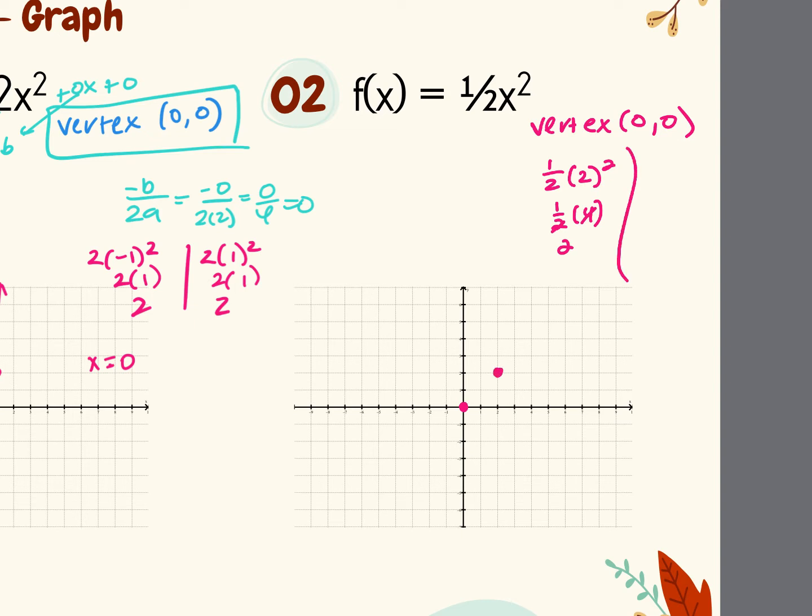And then I could plug in -2. It should be the same because this would be symmetric. And it is also 2. So this time we plugged in 2. You could have plugged in 1 and -1. You could have plugged in 3 and -3, whatever you want to plug in there, as long as you get 1 to the right and 1 to the left of your vertex. Your vertex is 0, 0 again because there's no horizontal or vertical shift. But that's about to change.